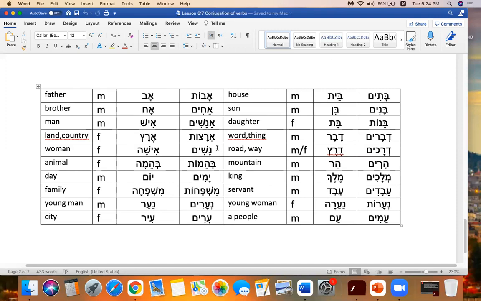If it's feminine, it should end in ot. If it's masculine, it'll end in im. Father is irregular because it's masculine, av, but it's avot. So the ot tends to be feminine. I think most of the other ones are pretty normal. So I hope this helps you in your lessons on lesson 6 and 7.